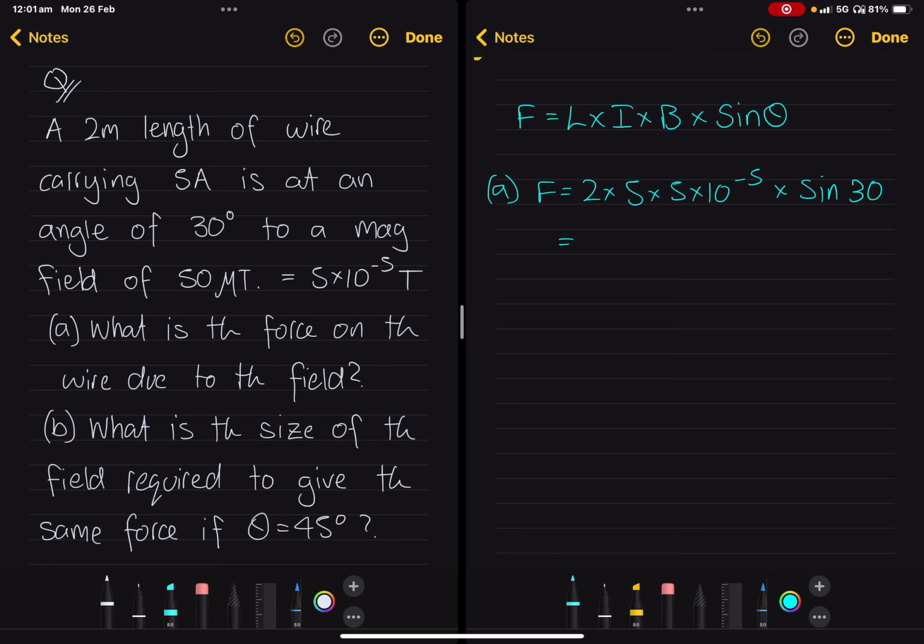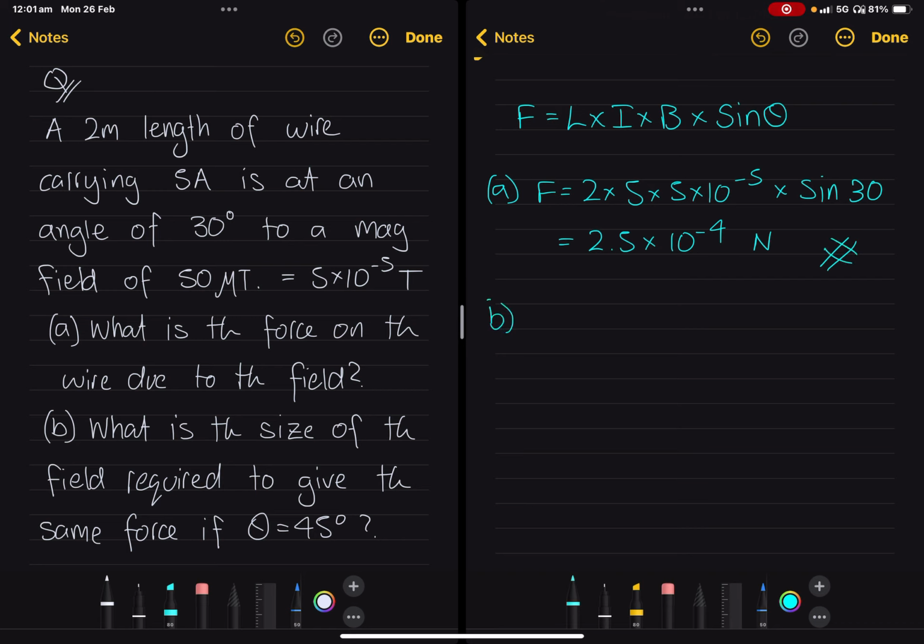So 2 times 5 times 5 times 10 to the minus 5 times sine 30. My calculator tells me this is 2.5 times 10 to the minus 4. And this is in newtons. So this is the answer to part A.